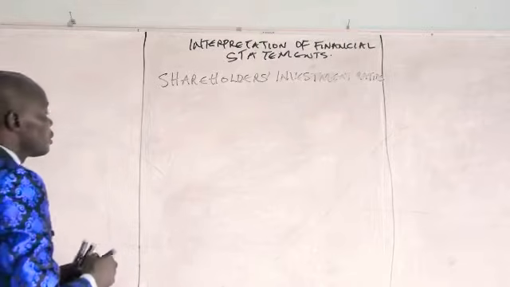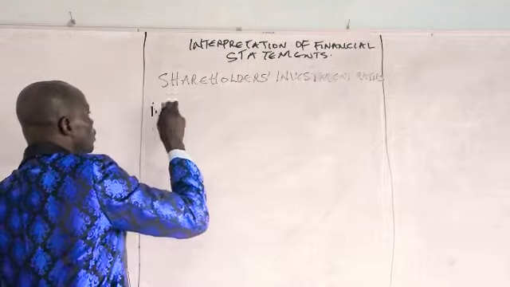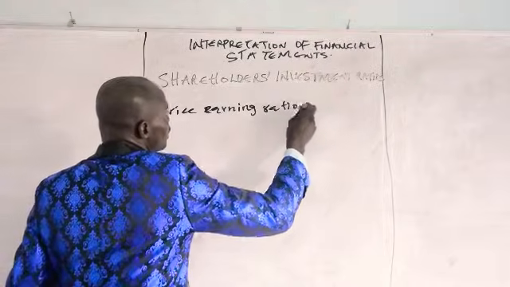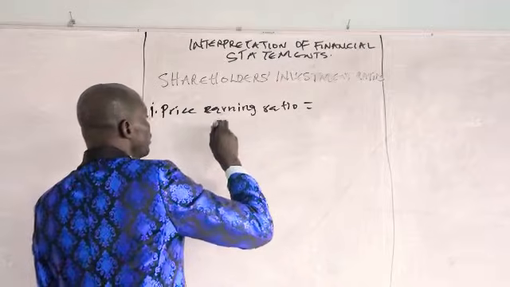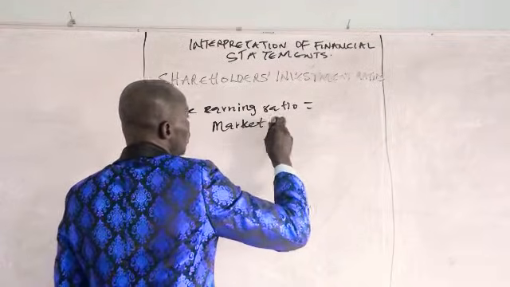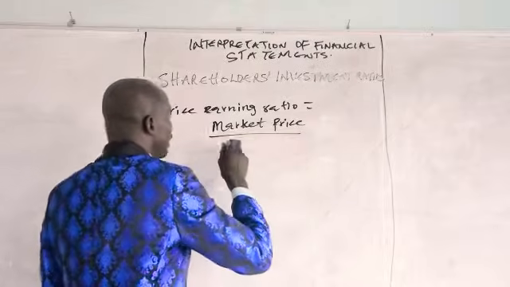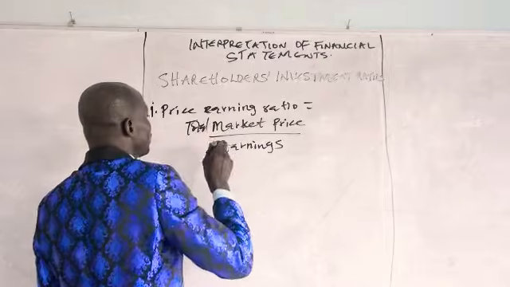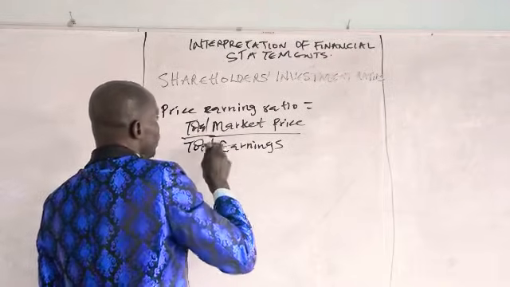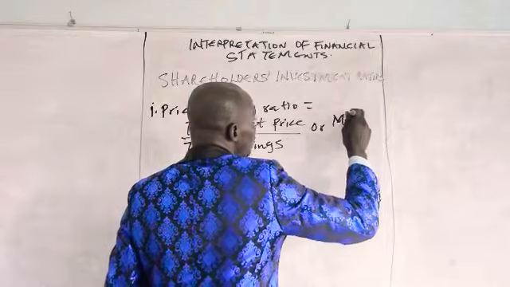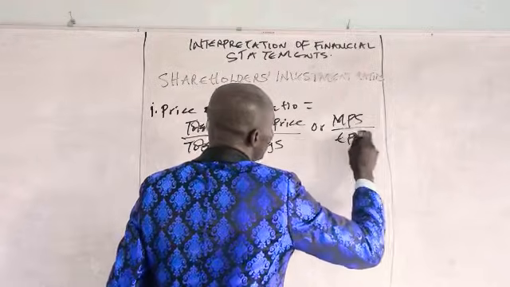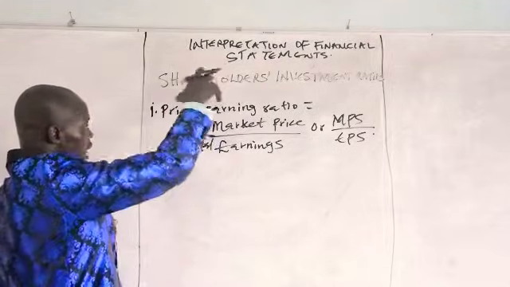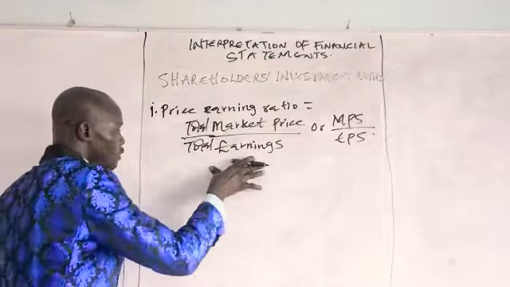Under this, you can compute the price-earning ratio. This is the ratio of market price to earnings. You can use total market price over total earnings, or you have market price per share over earning per share. That will give us the price-earning ratio, the ratio of price to earning. That means you have the price in the numerator over the earning.